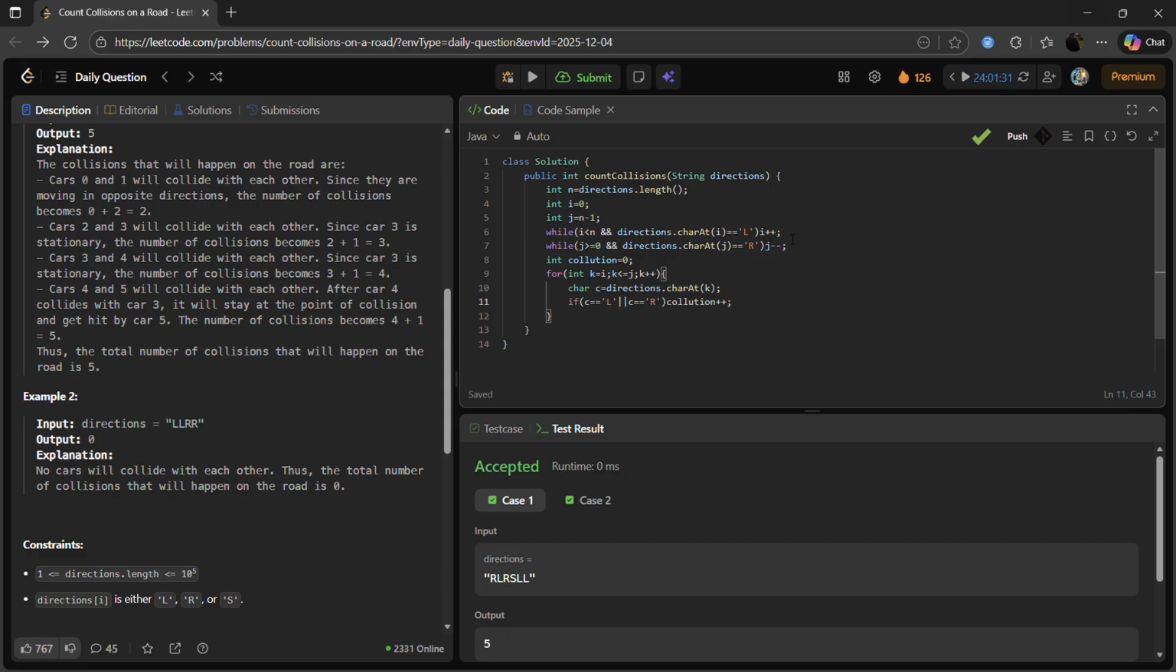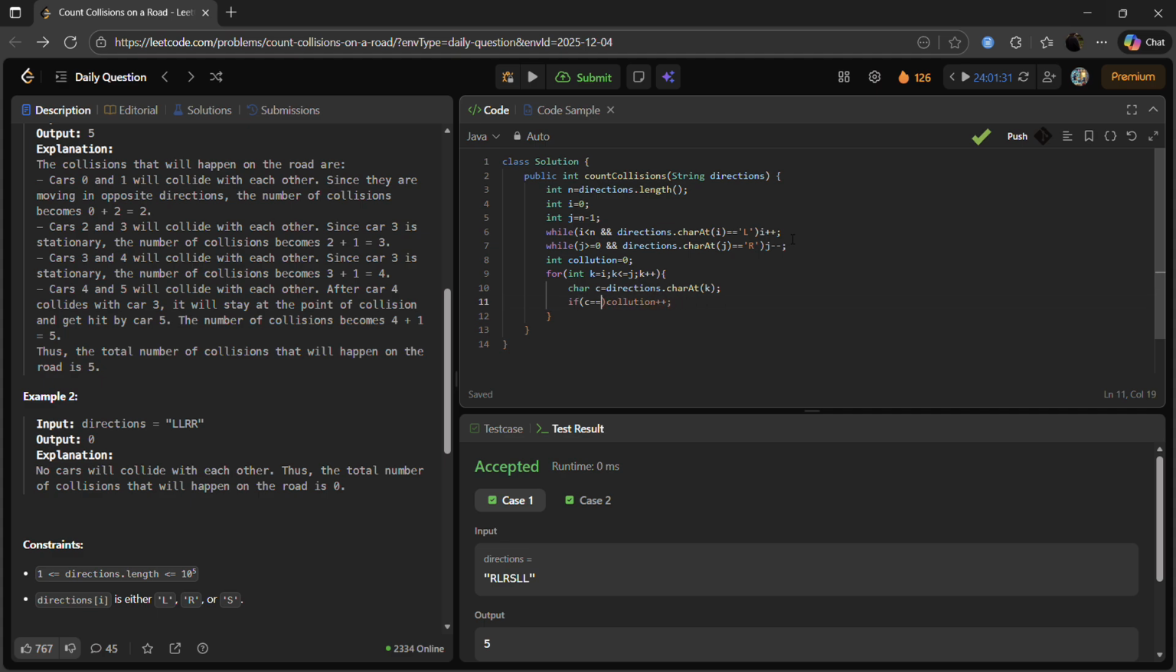So that's how, for a moving car, if it is crashing or colliding with the stationary point, we will increment the count by 1, and if both moving cars are colliding with each other, we will be incrementing the count by 2. So here we can make some other changes also. What I have done is, if it is either L or R, we are incrementing the count.